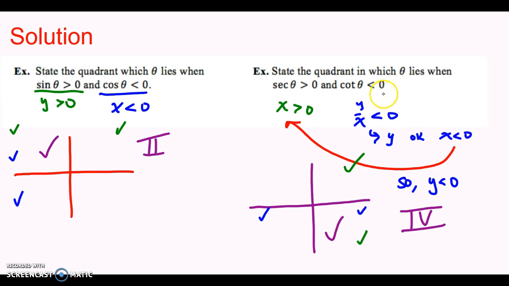And cotangent is negative. Well, this was a tricky one. Y has to be negative and x has to be negative. But since we said x is positive already, then y must be negative. And the y values are negative in quadrants 3 and 4. And since I have my two blue and green check marks in quadrant 4, that should be the answer.